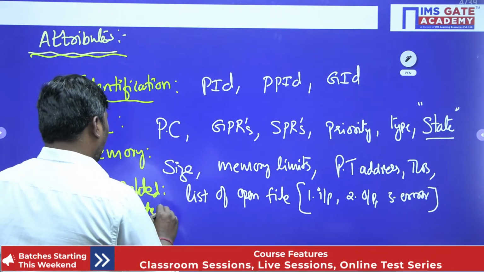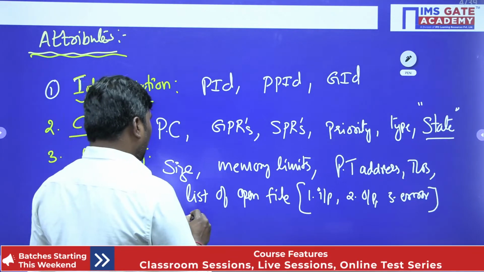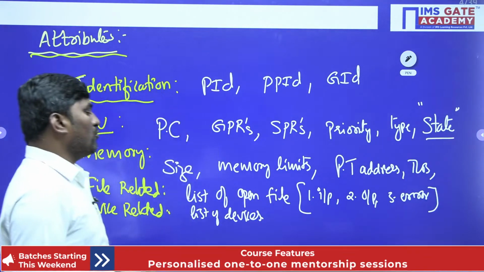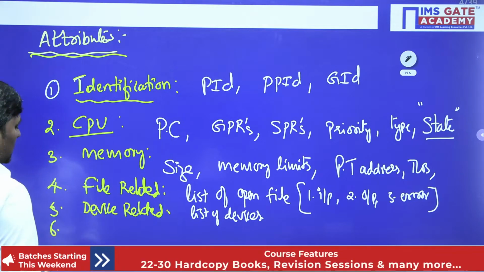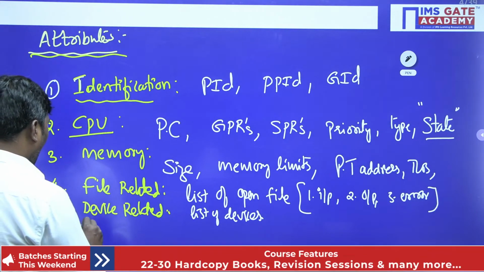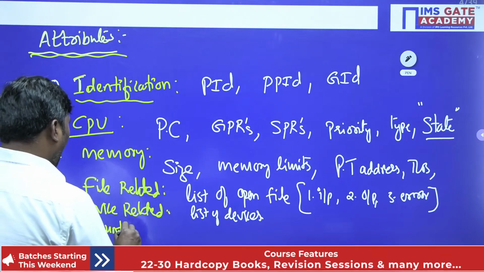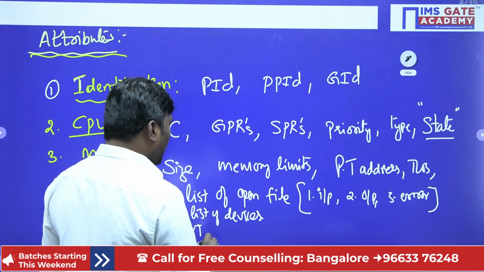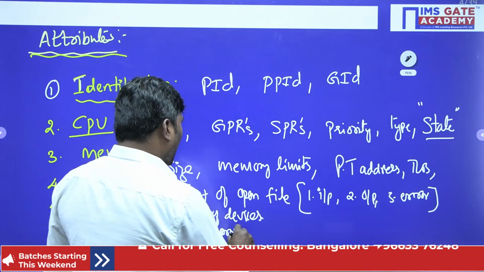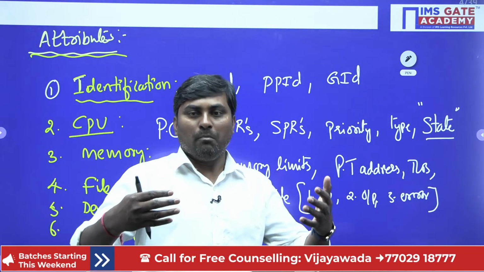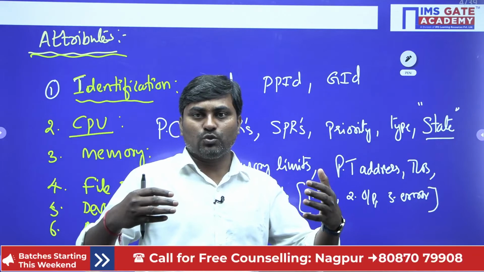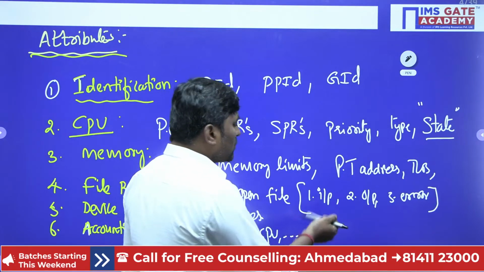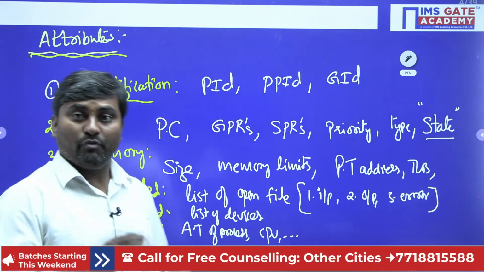And the fifth one, device related information. Suppose this particular process is referring to some devices; the list of devices it is going to use, that information we also keep. The sixth one is accounting information. Please understand: the time of loading, the arrival time of a process, which means the time at which we store the process in memory, and how much CPU time is required, expected CPU time or real CPU time. These are the accounting information we keep for each process.